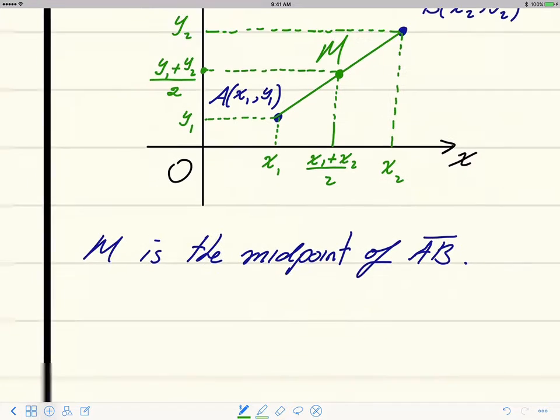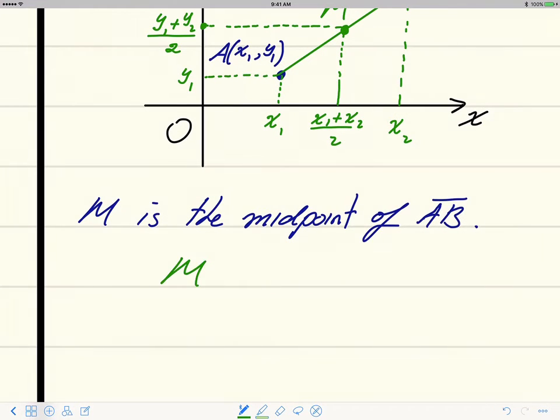So the midpoint formula, M, is not a number, but it's a point. So it's a pair of numbers. The first coordinate is the average, x1 plus x2 over 2, of the x values. And the second one is the average, y1 plus y2 over 2, of the y values. Okay? So let's take an example.